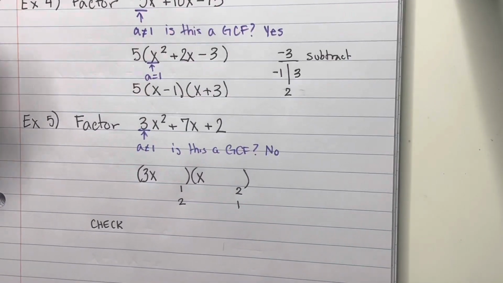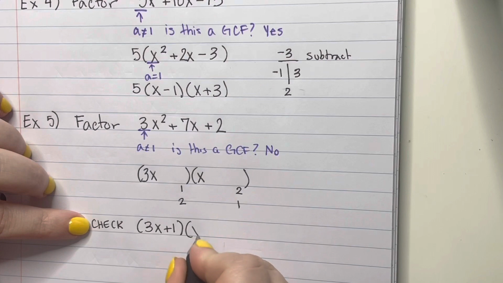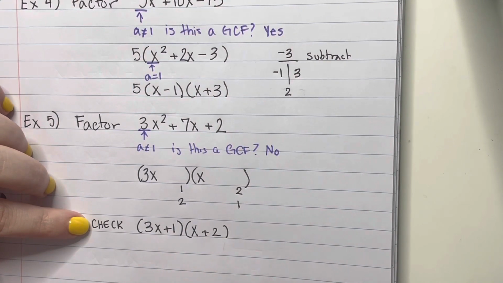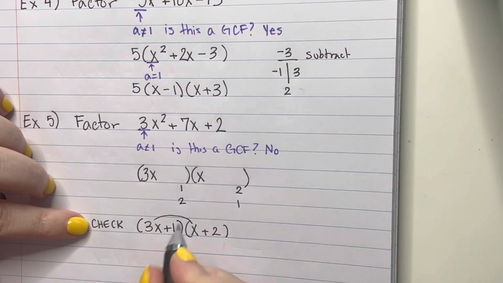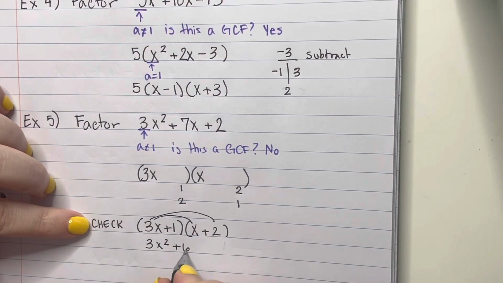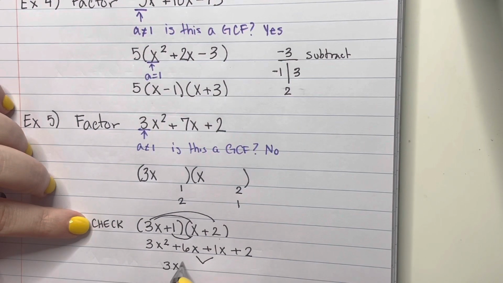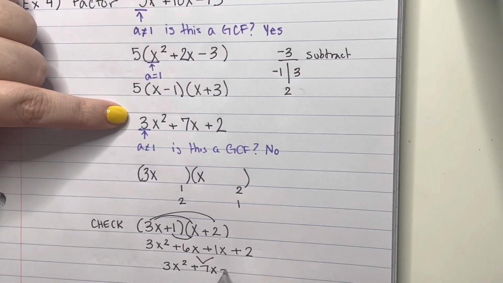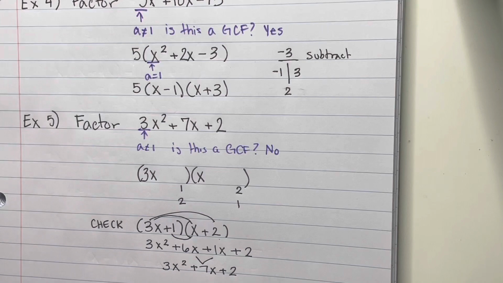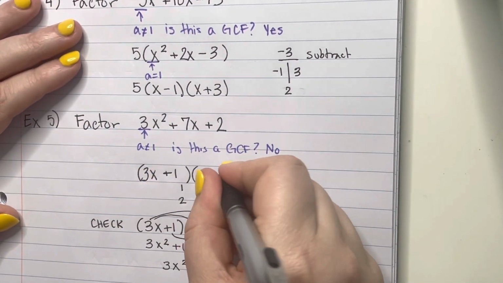You see that? 3x plus 1 times x plus 2. That's going to get me 3x squared plus 6x plus 1x plus 2. Does this add to be the trinomial I'm trying to factor? Since it does, I know these are my factors.